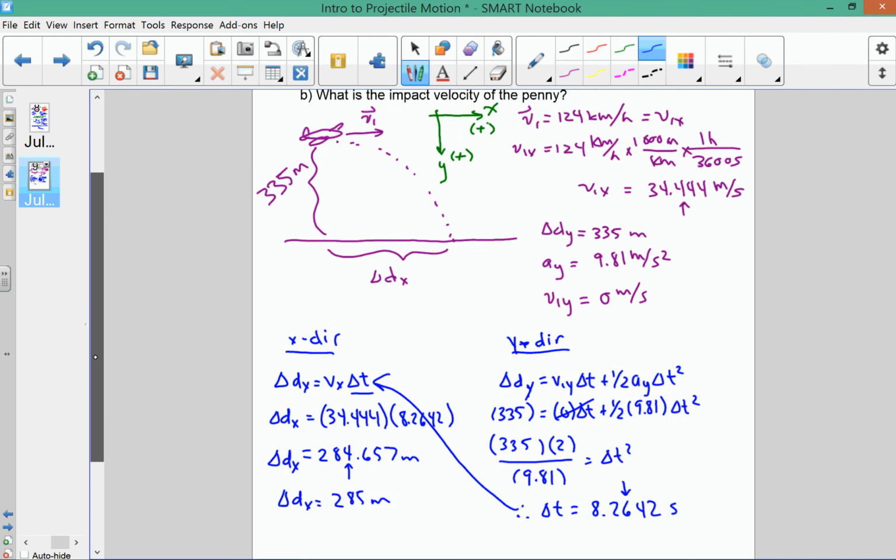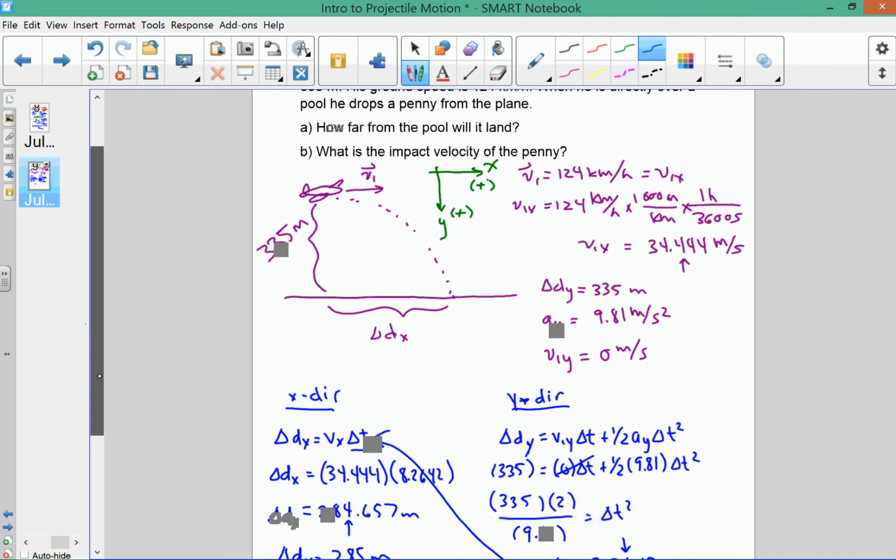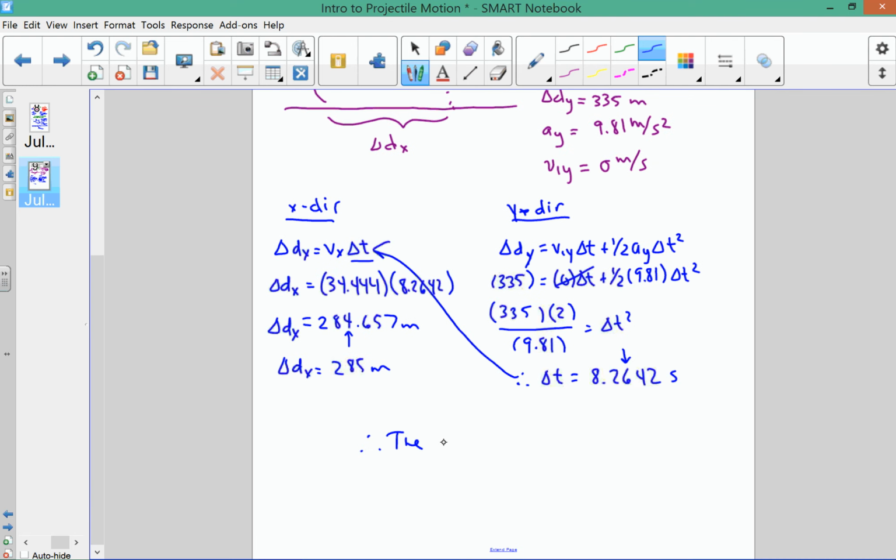Now, was I asked for range explicitly? How far from the pool, which is like the horizontal range. So the penny will land 285 meters horizontally from the pool. So that's part A.